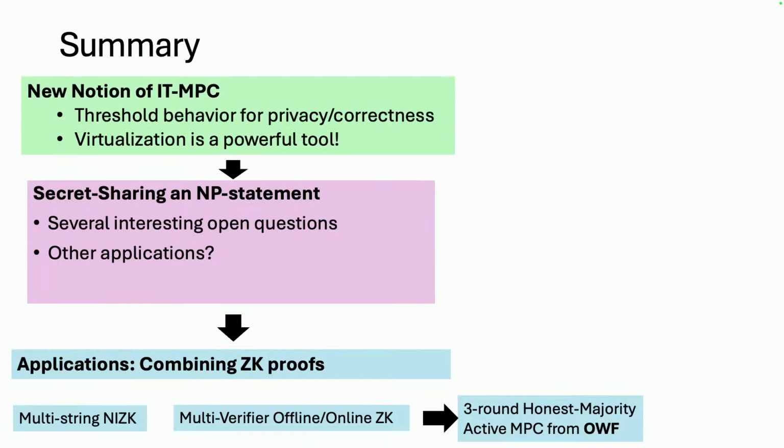Good, so let me summarize. We have this new notion of information theoretic MPC with these threshold behaviors with respect to privacy and correctness. We see again that virtualization is a very powerful tool. If you don't use it, you should. We get this notion of secret sharing for MP statements, several interesting open questions, and I'll be interested to see more applications of this notion. I mentioned all these applications.